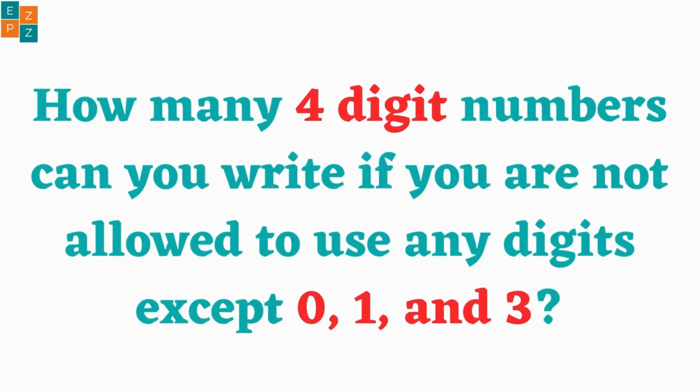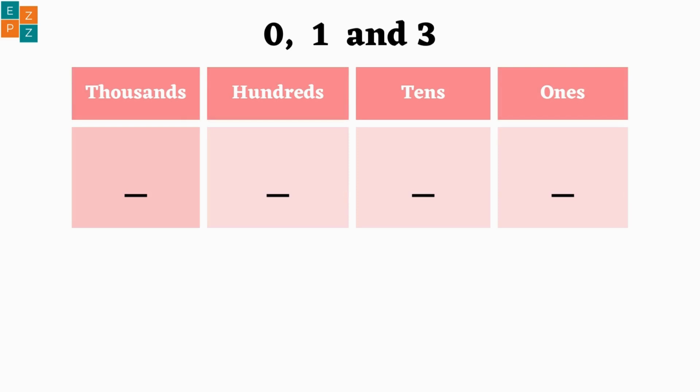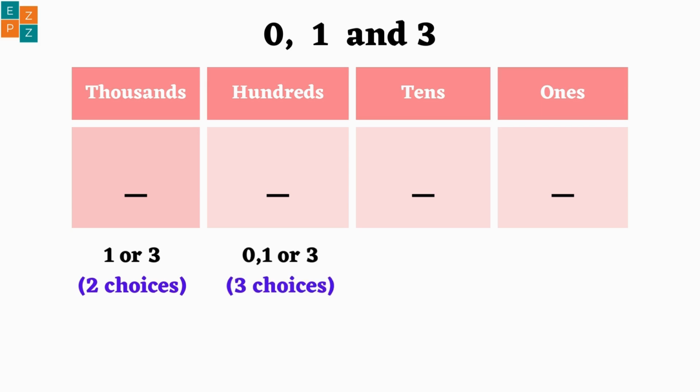How many 4-digit numbers can you write if you are not allowed to use any digits except 0, 1, and 3? Since we are limited to using only the digits 0, 1, and 3, and we want to form 4-digit numbers, there are 3 choices for each digit place except thousands. For the thousands digit place, there can only be 2 choices, 1 or 3, because 0 cannot be written as the first digit. For the hundreds place, there can be 3 choices: 0, 1 or 3. For the tens and units place as well, there can be 3 choices: 0, 1 or 3.